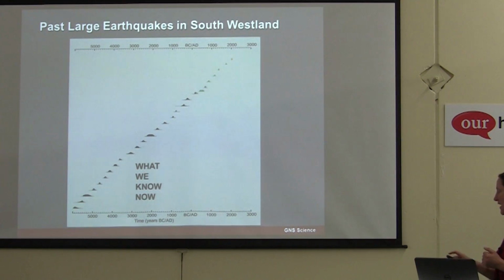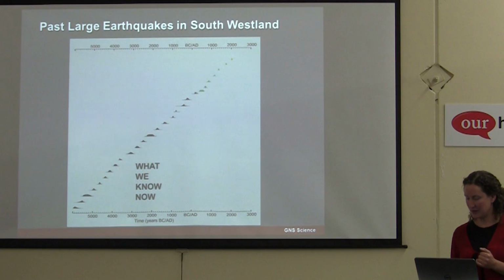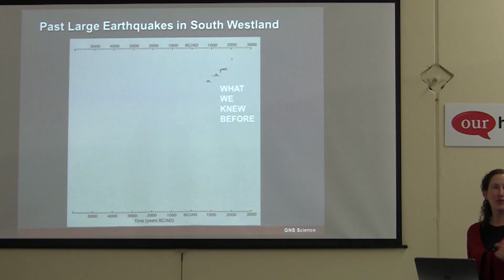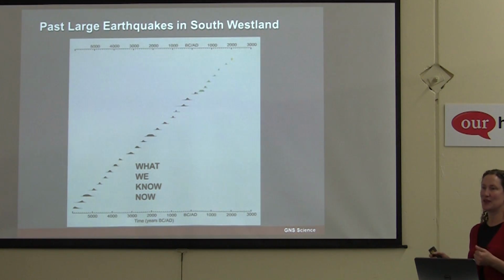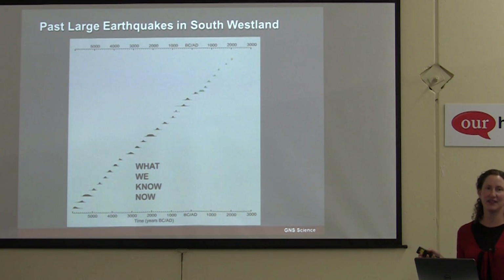Here is what we know now, with the black curves representing ages of earthquakes from Hikuri Creek and the green curves earthquakes from John O'Groats wetland. So I just want to do that again. This is what we knew before. This is what we know now. So 26 earthquakes occurring over 8,000 years.